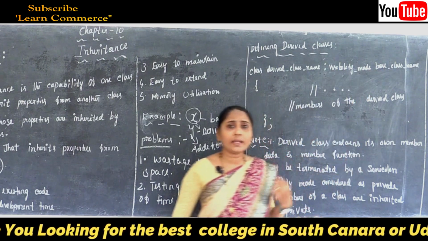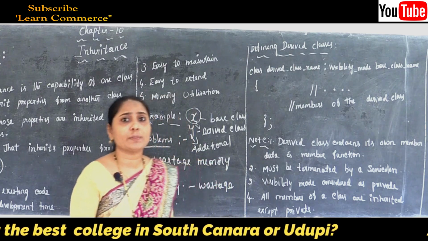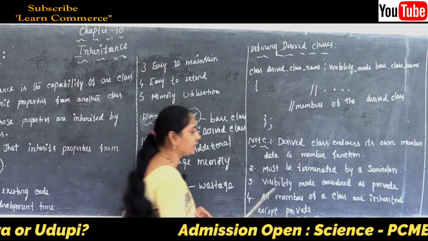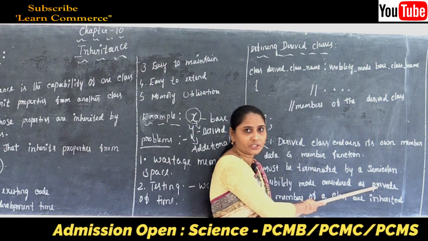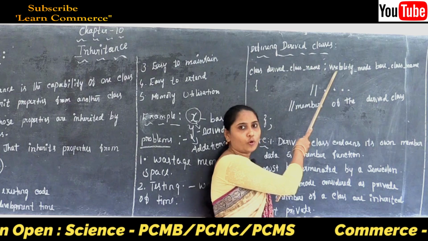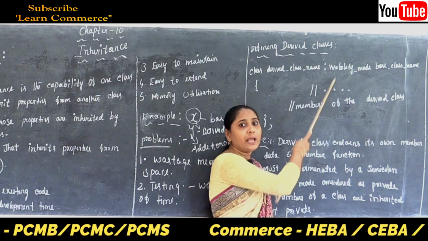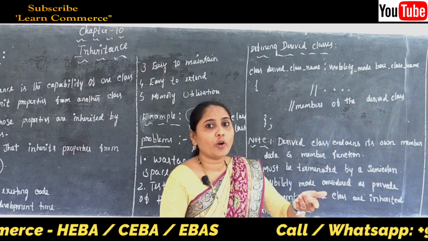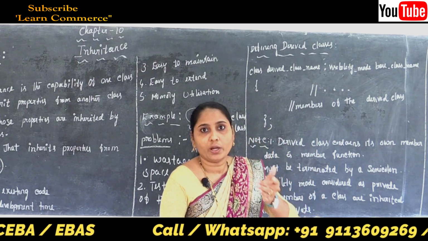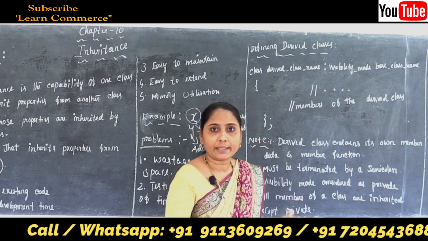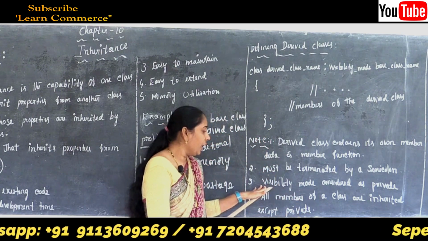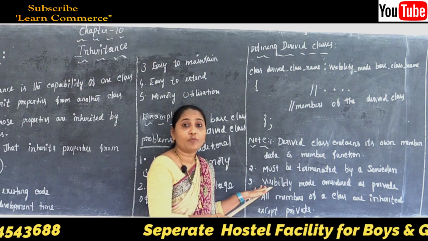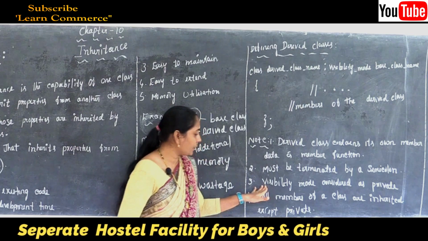At that time, if no visibility mode is mentioned or specified, then by default the visibility mode is considered private. Clear this point? If you are using any visibility mode, public, private or protected, then it is accessed from that side. But sometimes you don't want to write the visibility mode in the program. At that time the visibility mode is considered private. Clear this point? It is a default. So this is our third note.